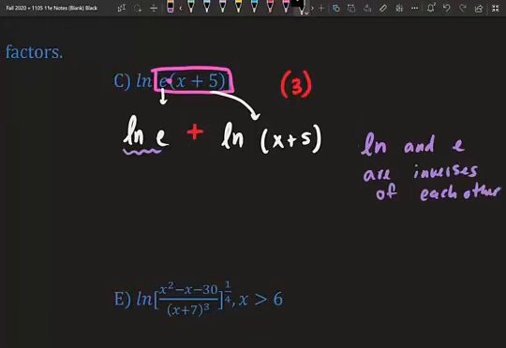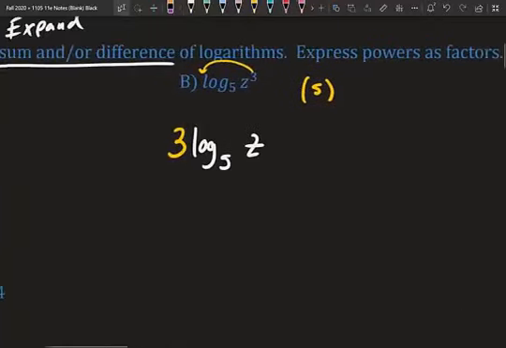ln and e are inverses of each other. So you know how when we switch e, we switch it to ln, and when we have ln, we switch it to e? So these are already inverses of each other. Inverses cancel each other out, so we're actually left with 1. So we have 1 plus ln of x plus 5. So that's just something that we need to pay attention to.